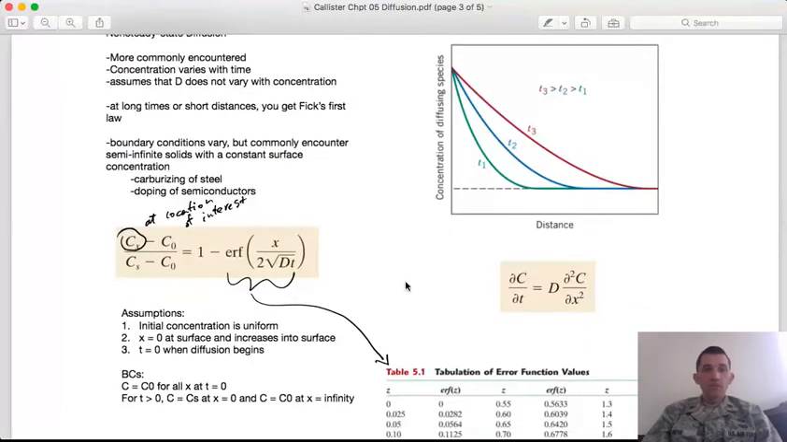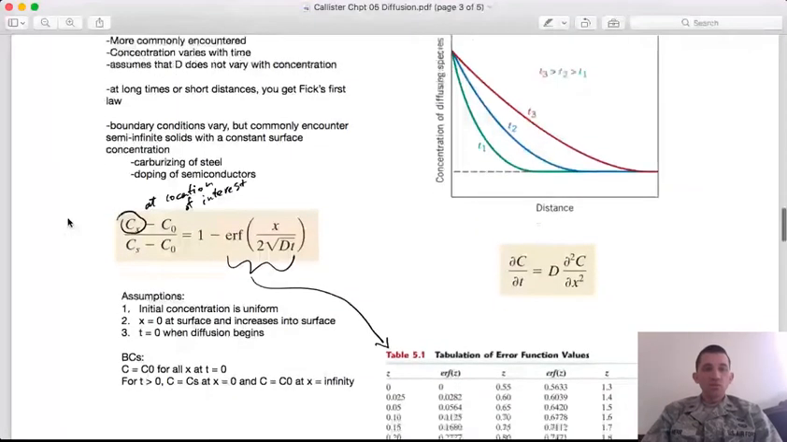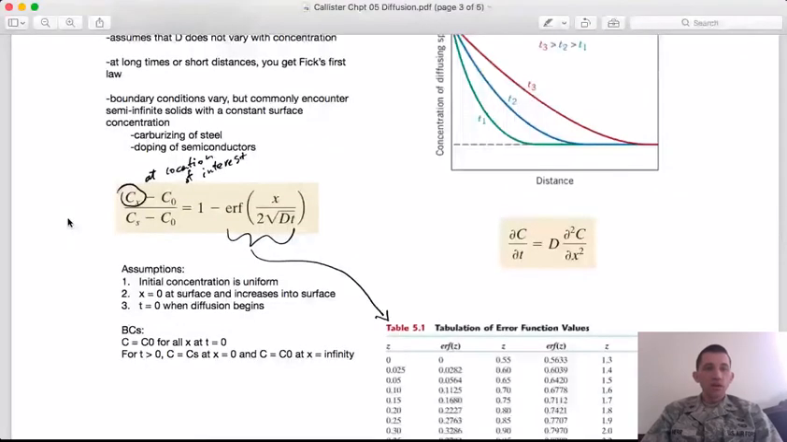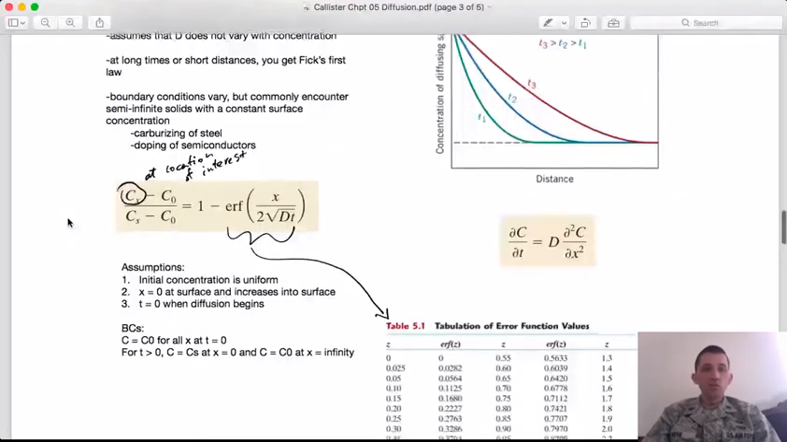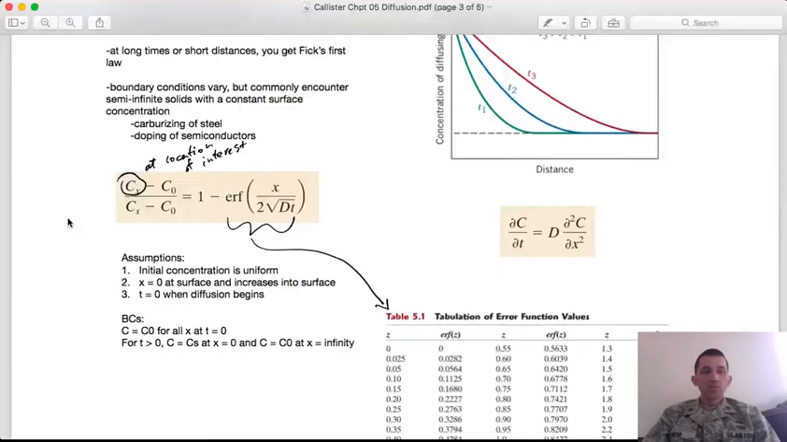And so you have a solution, an expression that is dependent upon those boundary conditions, and you can look up that solution for various different scenarios. I think Callister actually gives a reference for where you might find those. But in this course, we're going to make use of a common one, and that is where you have boundary conditions where you're assuming a constant surface concentration.